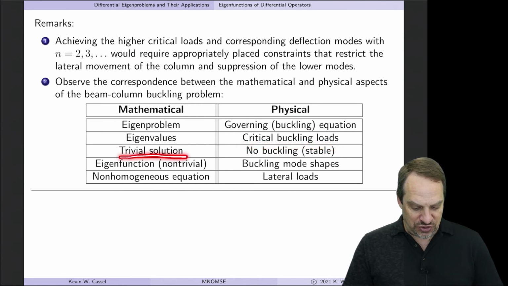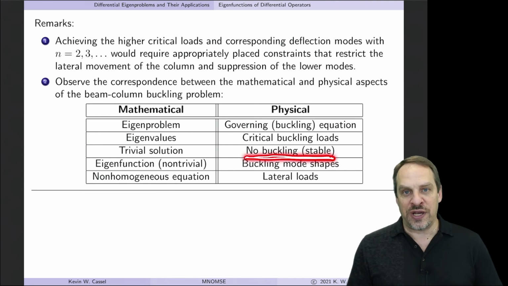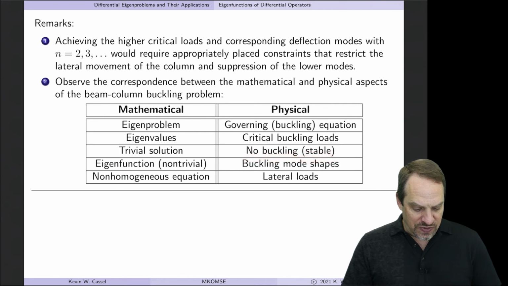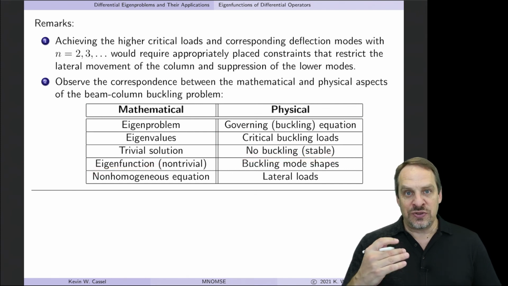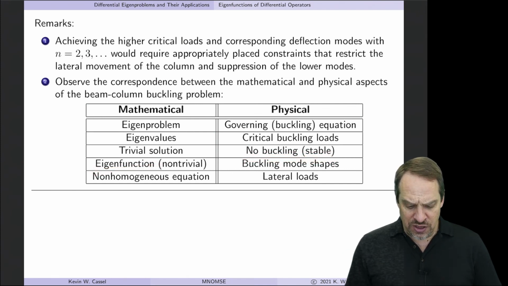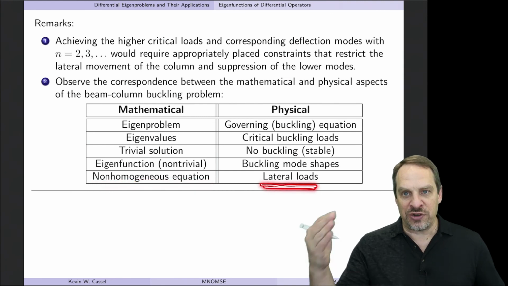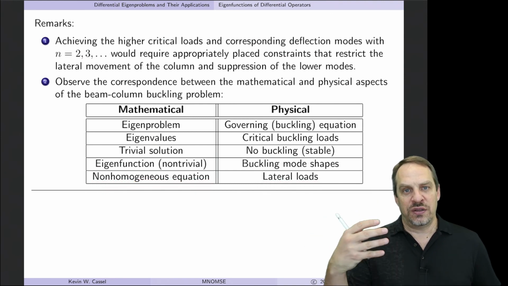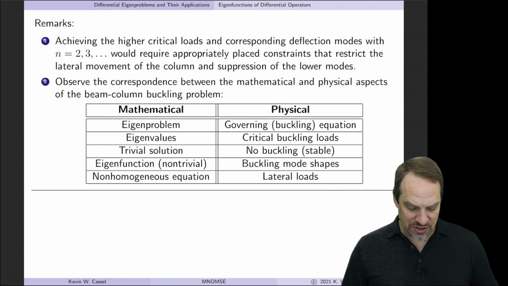The trivial solution, so when the lateral deflection is 0, that corresponds to the stable case when there is no lateral deflection or buckling. The eigenfunctions themselves, so the non-trivial solutions that we get, those correspond to the buckled mode shapes. And when the equation is non-homogeneous, that corresponds to the presence of lateral loads, which constrain the buckling motion of the beam or column.